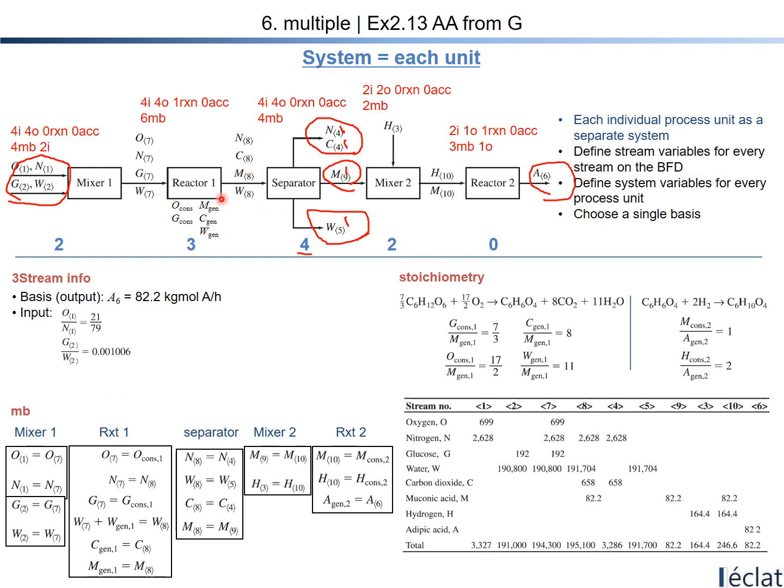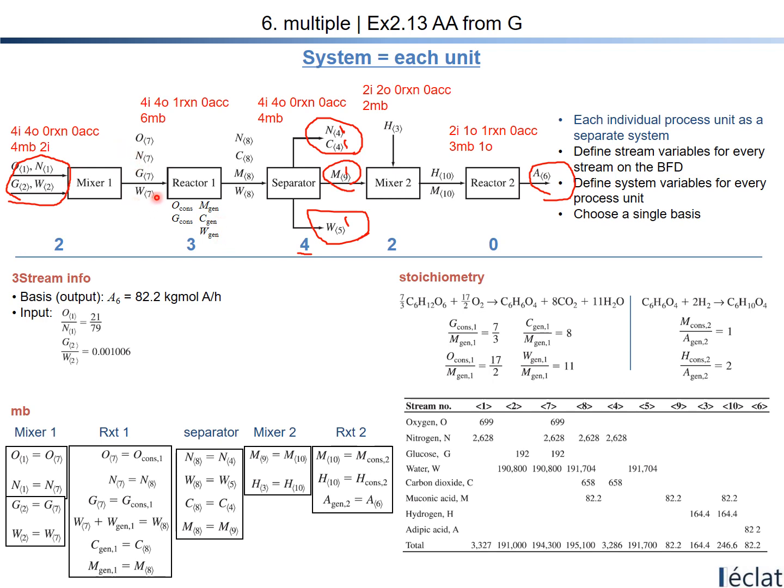Then let's go to the reactor 1. The degree of freedom is 3. And right now you know the information about NCMW for the stream 8. So the degree of freedom is right now -1, right? And then it means over specified. Maybe one of the added specification is redundant to other conditions. So in that case, we can solve the problem.